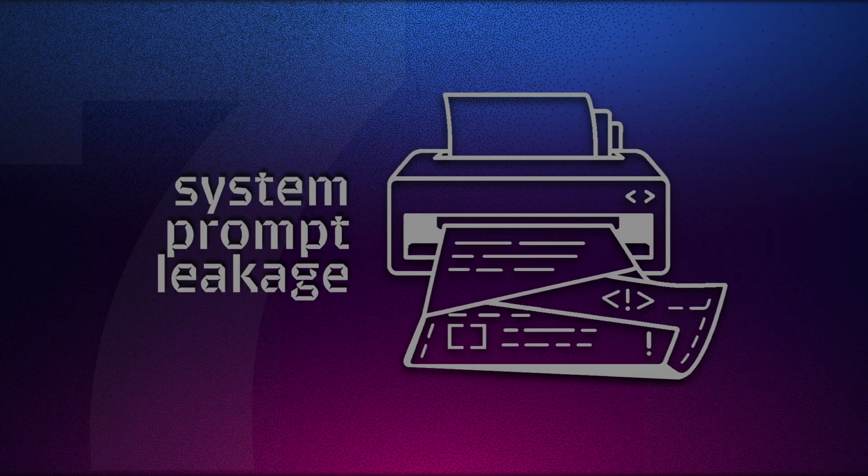Number seven is the system prompt leakage. When you set up your AI application, often you have a system prompt that helps it modify its behavior to support you and your application. Now, this is very important for how the AI behaves, but it can have sensitive information in it that we don't want to fall into the wrong hands.